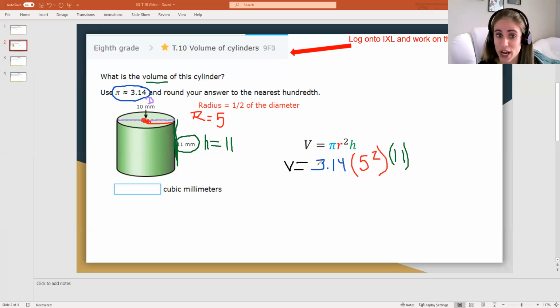All right, we need to start with our exponents. So 5 squared, what is 5 squared? Hopefully you said 25, because remember 5 squared is 5 times 5.